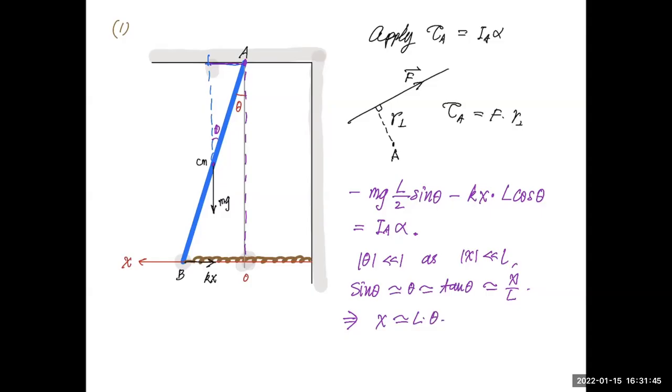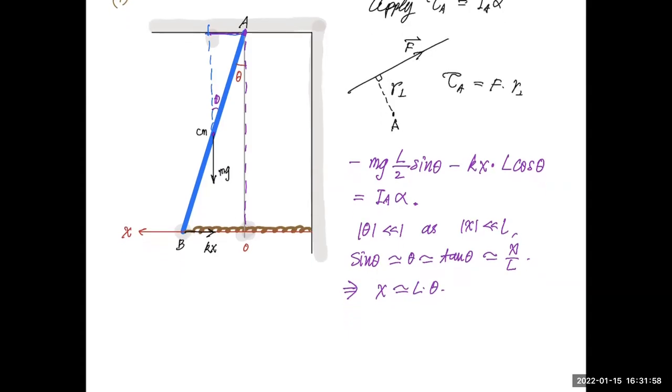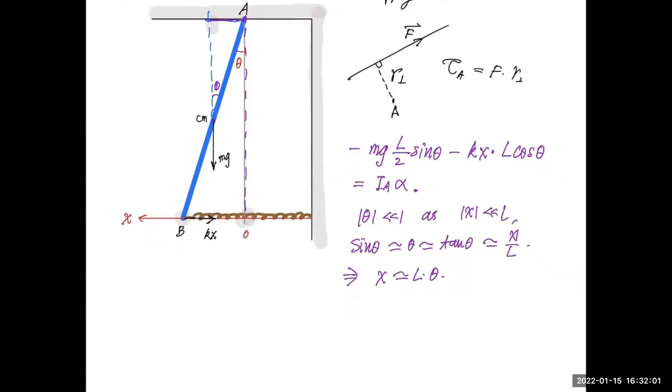So we don't have two variables anymore, x and theta. I just want one variable, either x or theta. Let's keep theta as a variable, because alpha is just the second derivative of theta with respect to time. So let's clean things up. The first term now becomes negative mg L over 2, sine theta is roughly theta. And the next term is kx. Now remember, x is about the same as L times theta. Replace x with L times theta, you get kL theta times another L cosine theta.